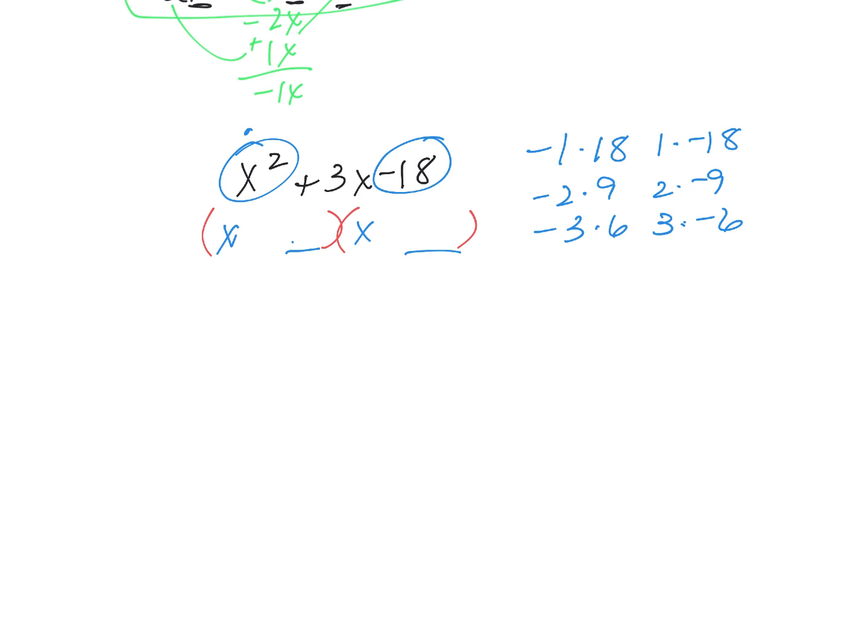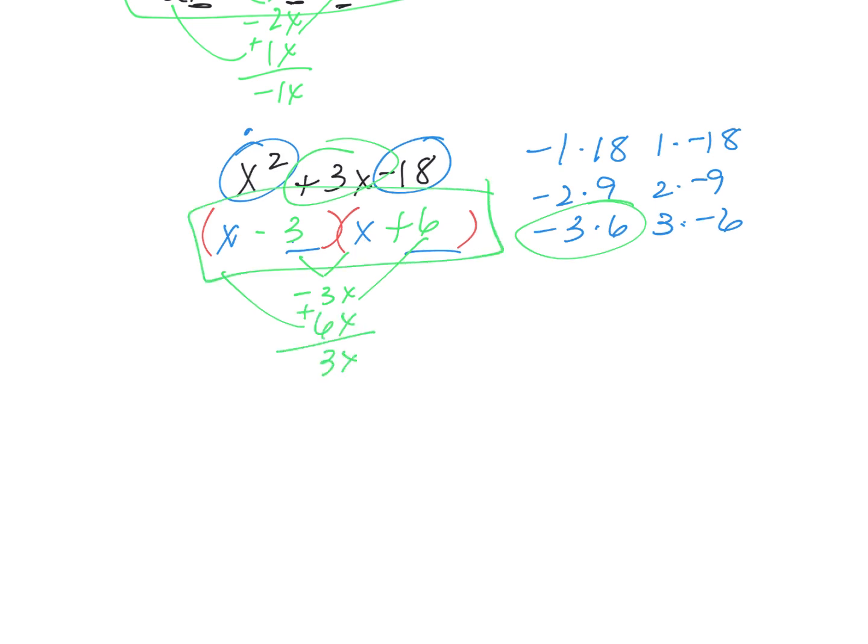Okay, and then I have to look at them and say, okay, how do I get my middle term of a +3? So stop the video, and which one do you decide? Hopefully you said, well, -3 and a +6, and when you double check, this becomes -3, multiply on the outside, that becomes a +6, add them together, and we get a +3x. Okay, let's look at another one.